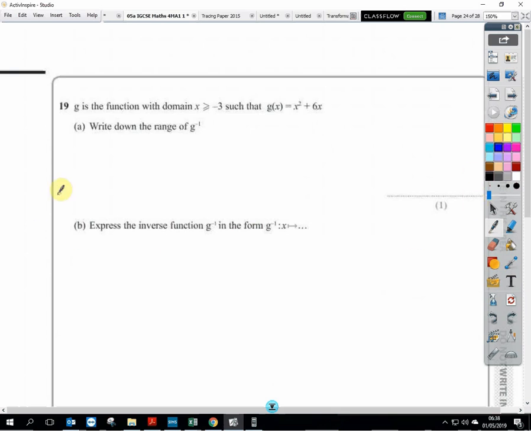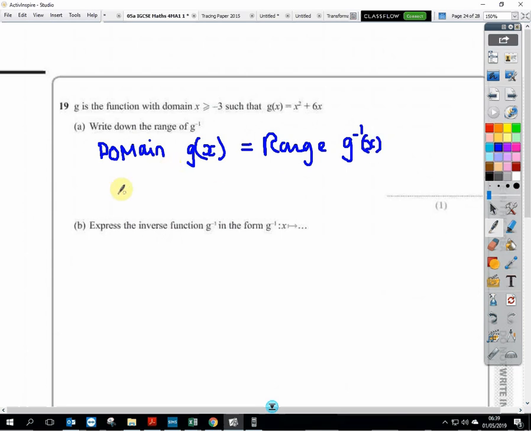Now there is a wonderful fact here that you need to know: the domain of g of x is equal to the range of the inverse function, and vice versa applies as well. So the domain of the inverse is equal to the range of g of x. If you think about why this is true, what does domain mean? Domain means the x values for which the curve is valid.